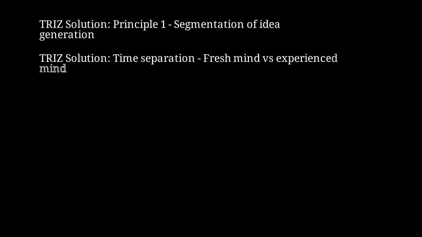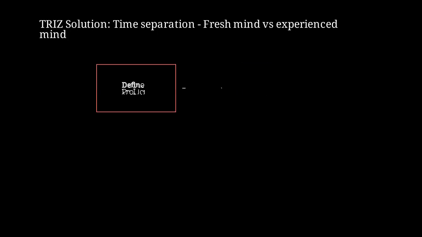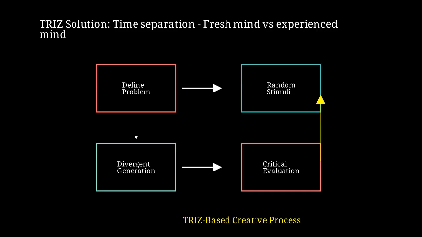Apply time separation. Let your experienced mind define the problem, then step away. Return with a fresh mind that doesn't remember all the constraints. This creates productive oscillation. Here's the TRIZ-based creative process flow. Start with clear problem definition, inject random stimuli, engage in pure divergent generation without judgment, then separate critical evaluation. The cycle continues with refinement.